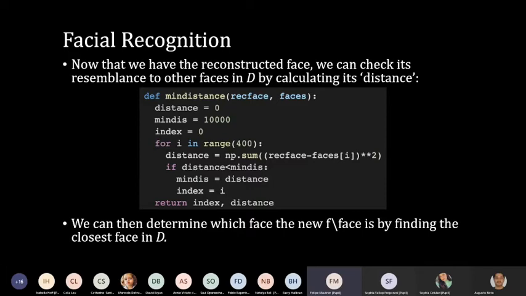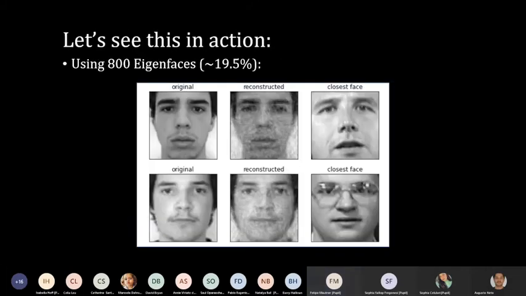Okay, and then what we can do is find the minimum distance to it. This is the actual recognition part of the facial recognition algorithm. Once we have this reconstructed face, we find which face in the original data set is closest to it to make our match. And so this is the algorithm in action here.